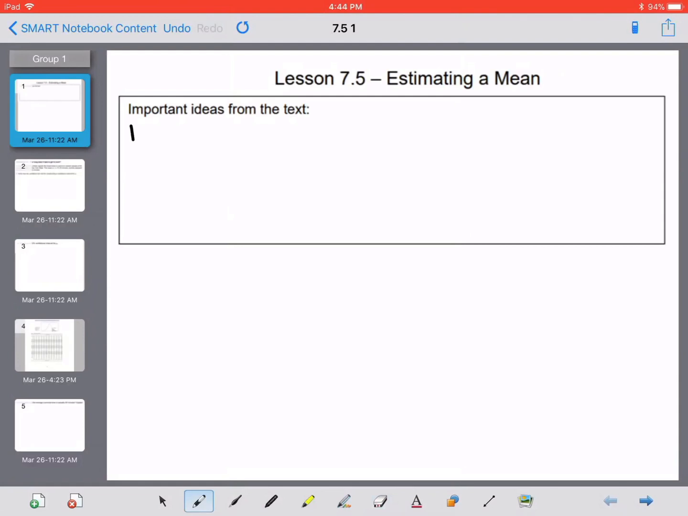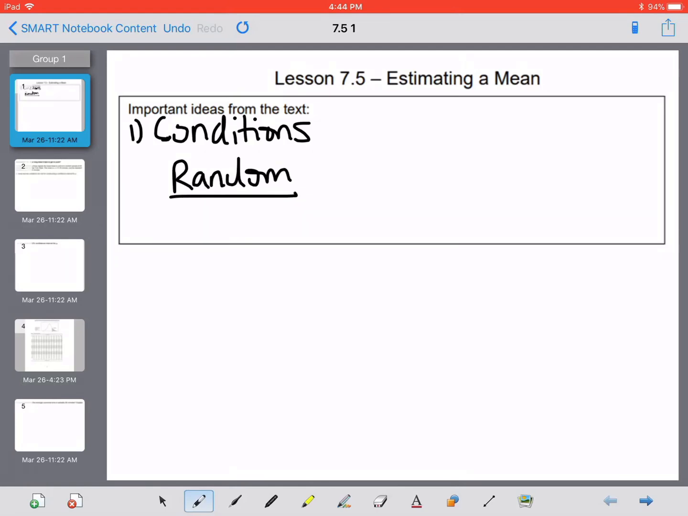So first thing, conditions. These conditions have not changed from before. First thing they want to ask you, is it random? Basically what you're doing is you're looking in the text or in the question, is it a random sample or do they say SRS? If they say random sample, you're good to go for random.